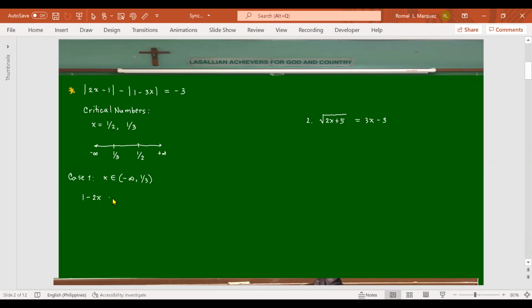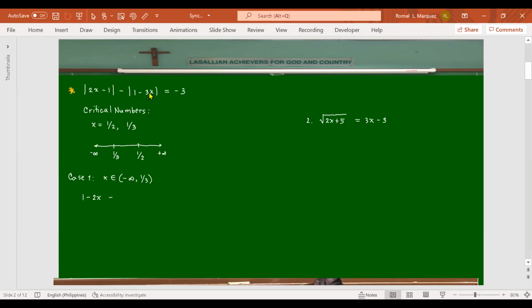Okay, guys? Again, why did I negate, or why did I take the opposite of the inside? Because when x is in this interval, this is always positive now, and 2x minus 1 is negative. So I have to reverse when I remove the absolute value.